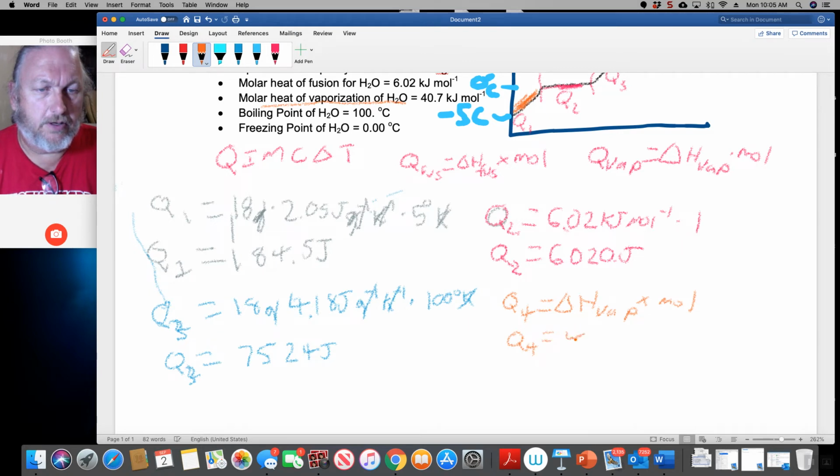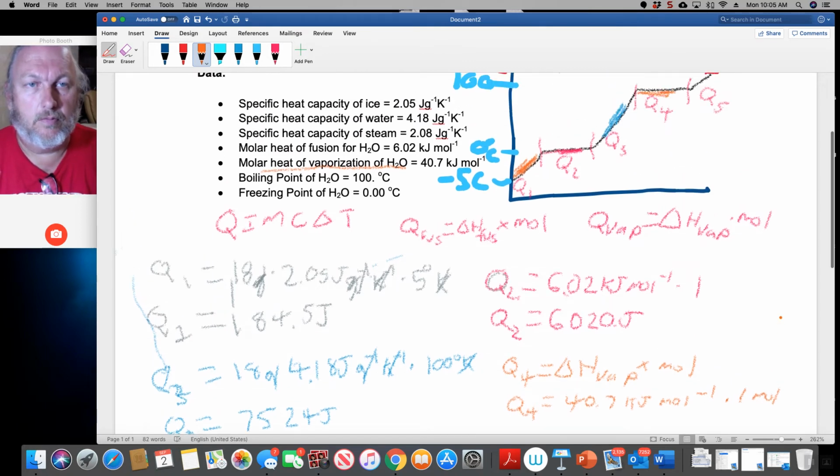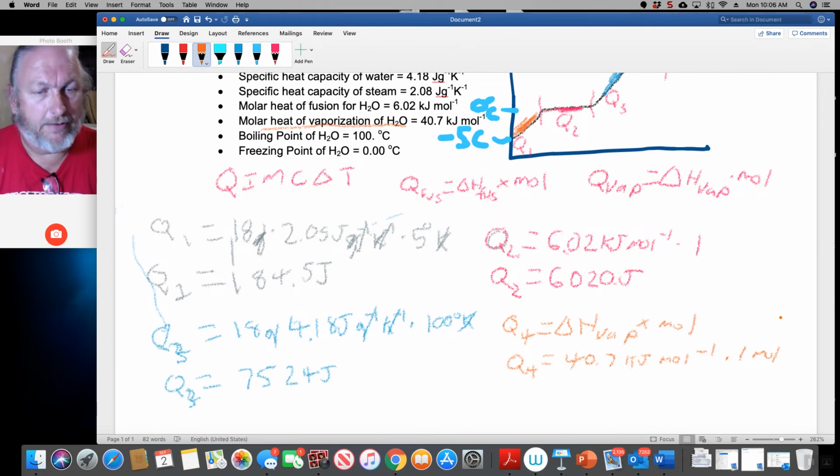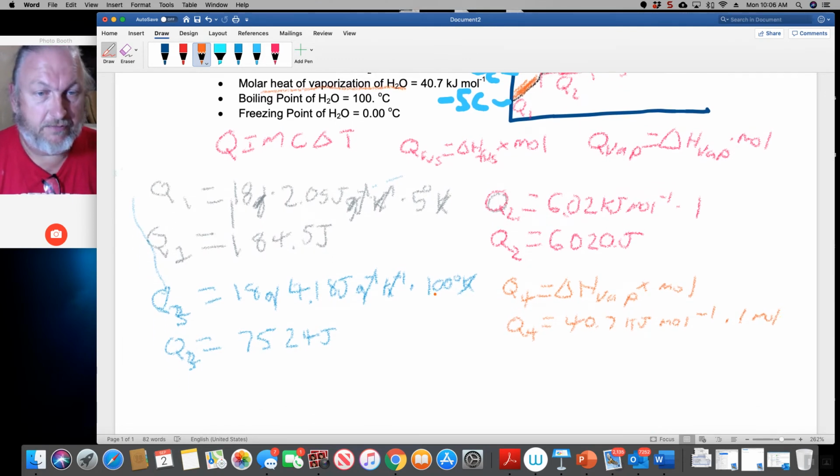Q4 equals 40.7 kilojoules per mole. I'm doing this -1 type deal just to get you used to it. Times the number of moles, which is 1 mole. Where did I get that? It was in the problem. 1 mole, or 18 grams. So 1 times 40.7 is what it is.